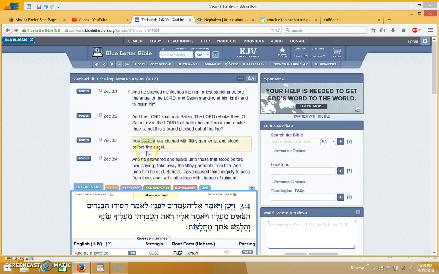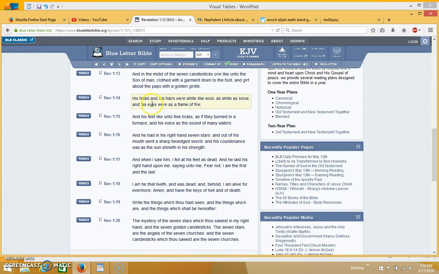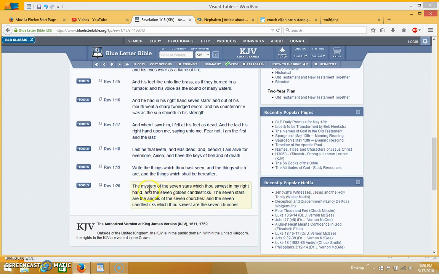And also, once you get to Revelation 1:13, you see that the 7 candlesticks, it explains later in verse 20, represent the 7 churches. So you get an understanding of what the candlesticks represent in the book of Revelation. They represent the 7 churches.